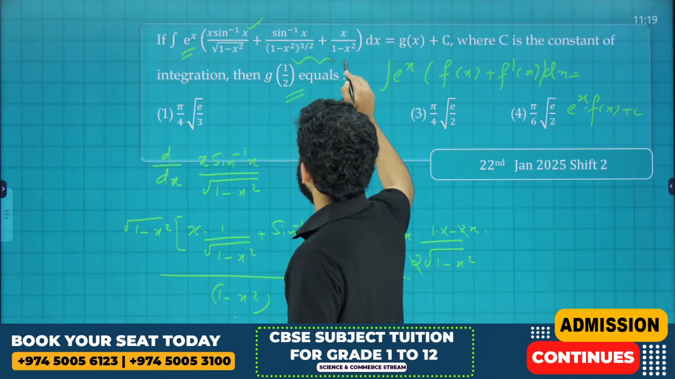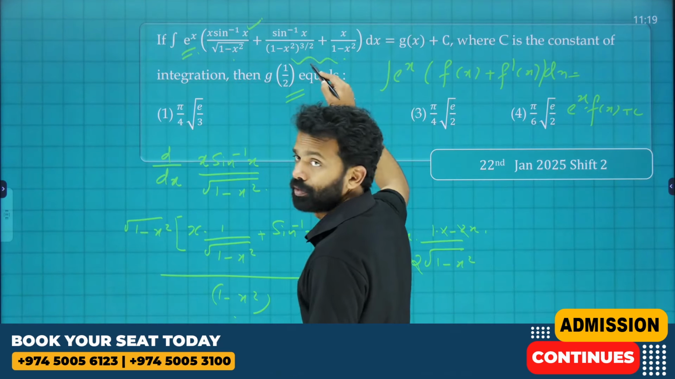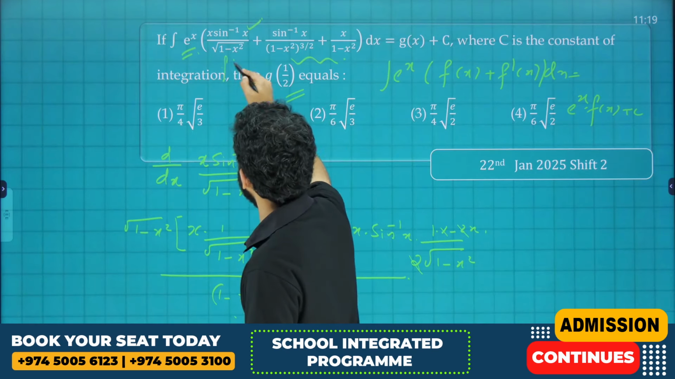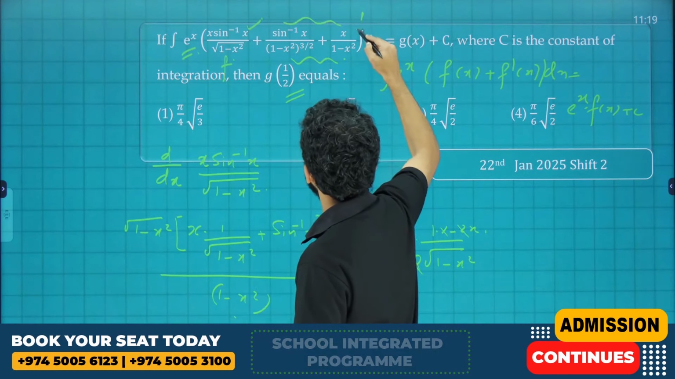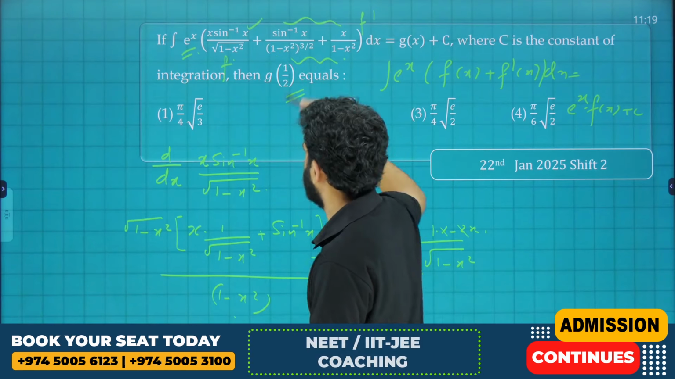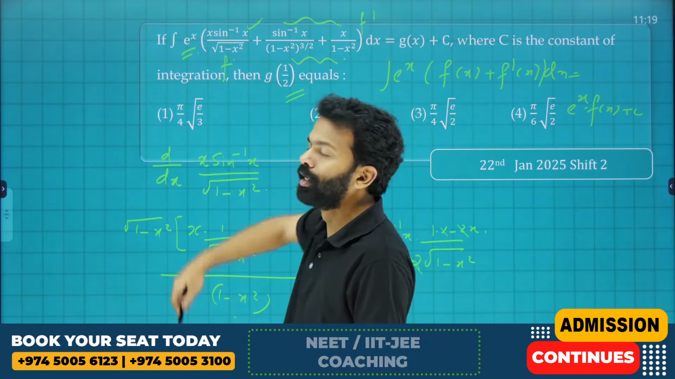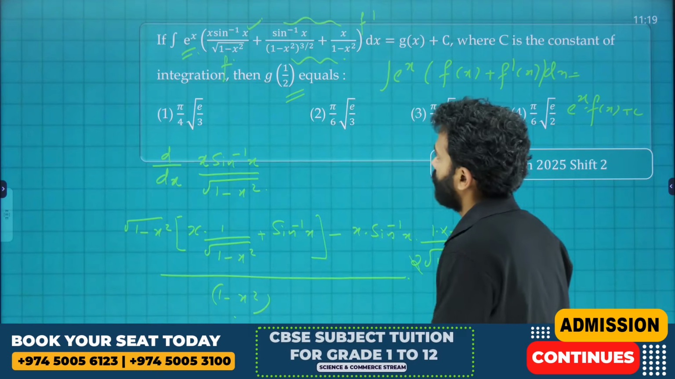You got this one, right? If you differentiate this one, you are getting this one. So it will be e raised to x into, this is f of x, and this is f dash of x. So what is the result here? E raised to x into f of x, and what is f of x? x into sine inverse of x divided by root 1 minus x square.